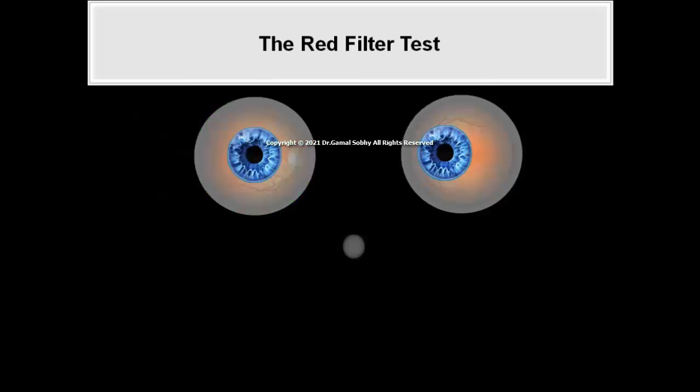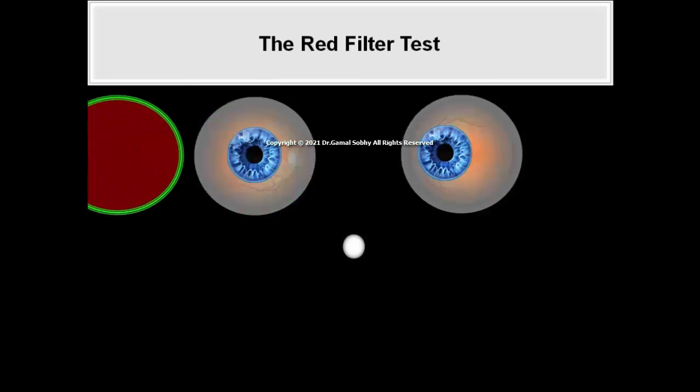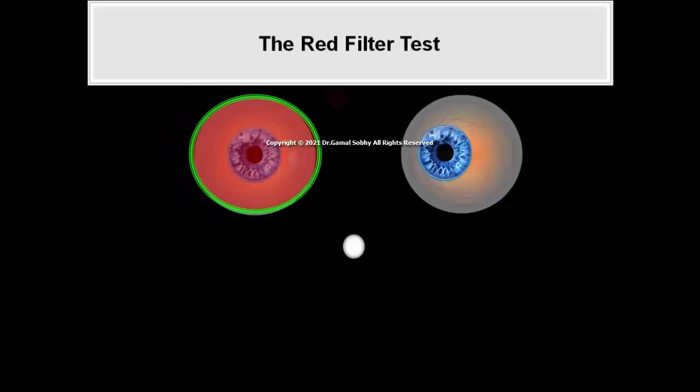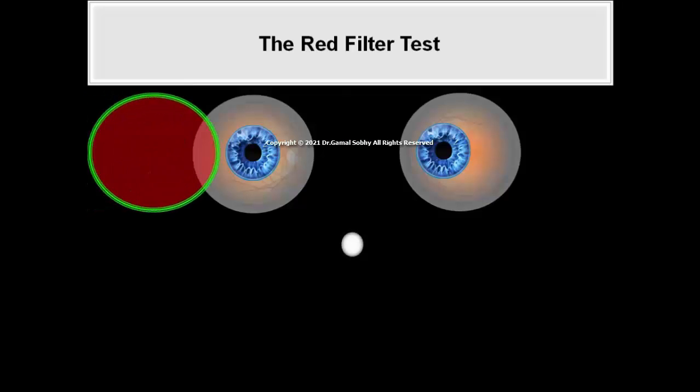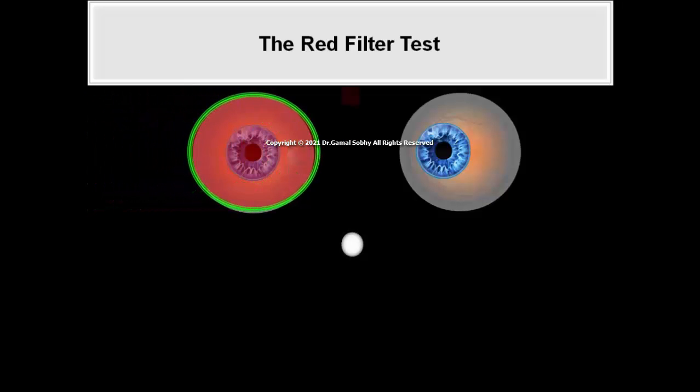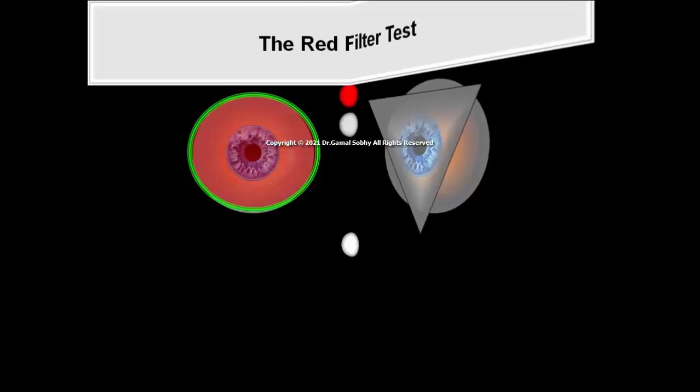To distinguish between suppression and anomalous retinal correspondence, a vertical prism is placed base up before the deviated right eye. In the case of suppression the prism will move the white image below and to the right of the red image. In the case of anomalous retinal correspondence, the white image appears directly below the red image.